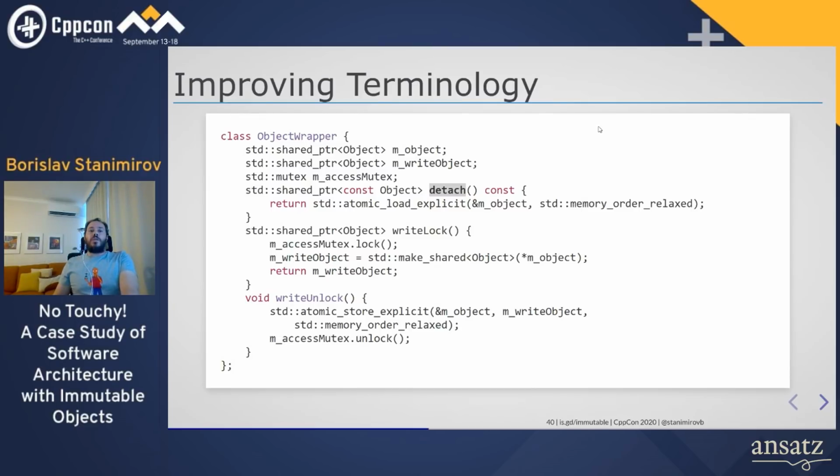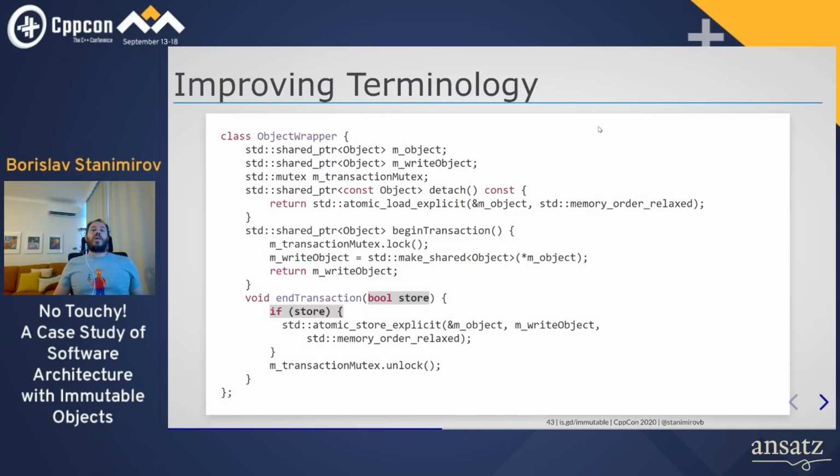And write lock is also too generic, so we can rename it to, I don't know, begin and end transaction. That's basically what we're doing. We are creating, thanks to the mutex, an atomic transaction on the object. And we can rename the mutex, of course. And while we're at it, why not add an optional way to abort the transaction? If we decide to cancel the transaction, we just won't touch the object whatsoever.